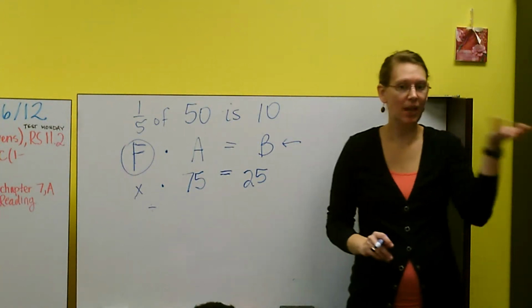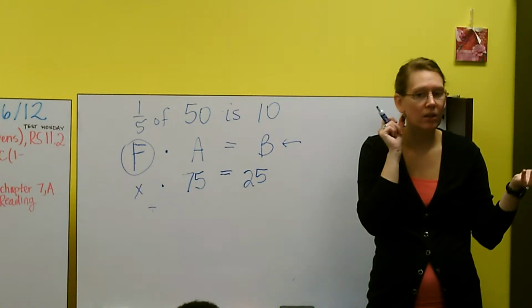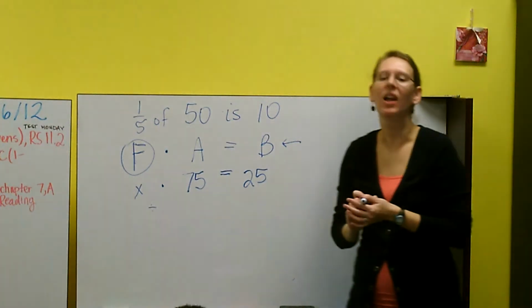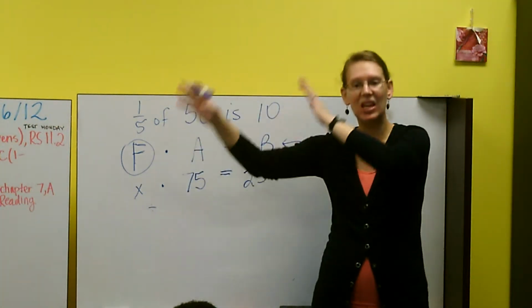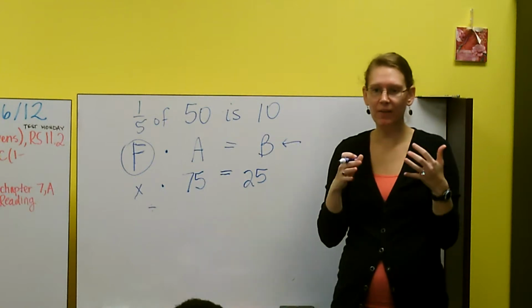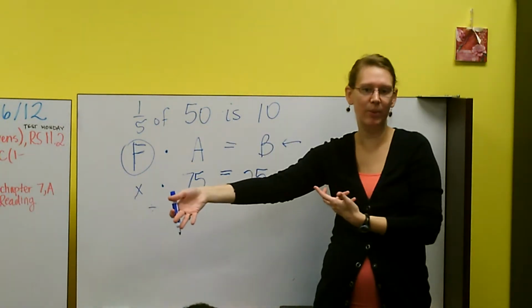If it's times 75, how do I undo times? We do need x. If it's x times 75, the only way that we undo times 75 is to divide by 75. You got to undo whatever it was done to it to begin with.